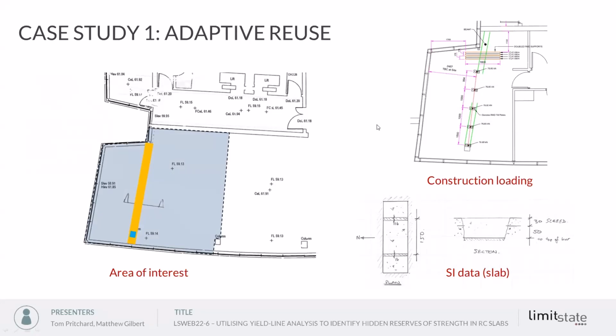assessed. In the top right, we can see the different types of construction loading. So we have line loads for the supports of the RMD adjustable props, also point loads that are applied from the reactions of those props on different floors. And similarly, we have point loads for column reactions and pressure loads from the services and the construction activities. And then in the bottom right, just some SI data for the slab.